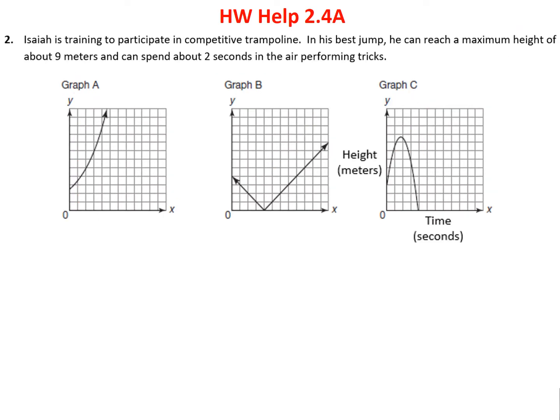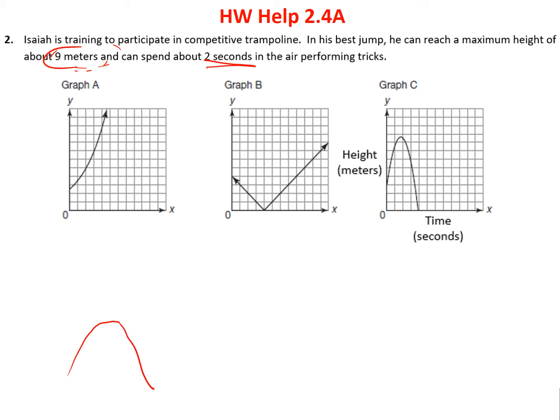Problem 2, Isaiah is training to participate in competitive trampoline. In his best jump, he can reach a maximum height of about 9 meters. That's his best height. And he spends about 2 seconds in the air. So think about trampoline. He's going up. So we've got a situation in which he's going to go up, he's going to stay there a little bit, and then he's going to come down.